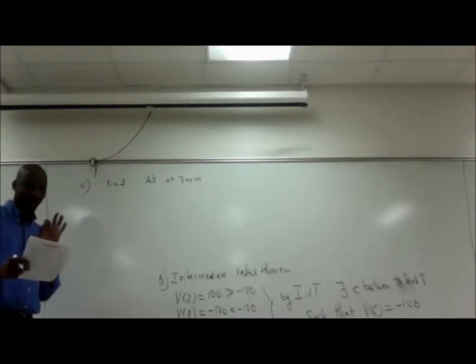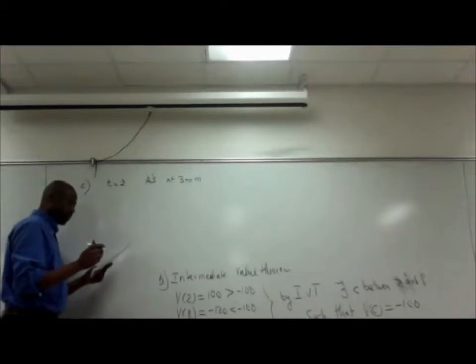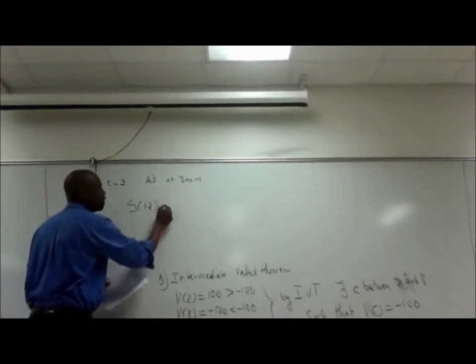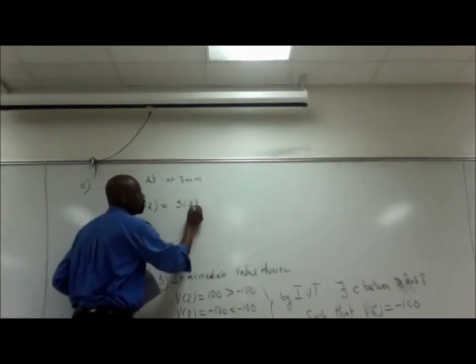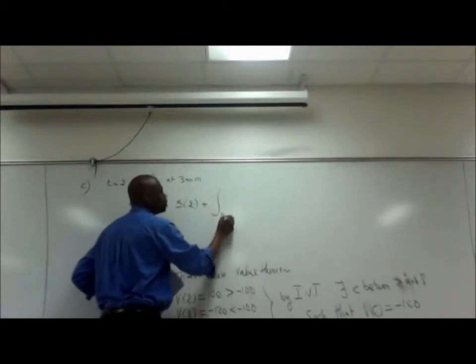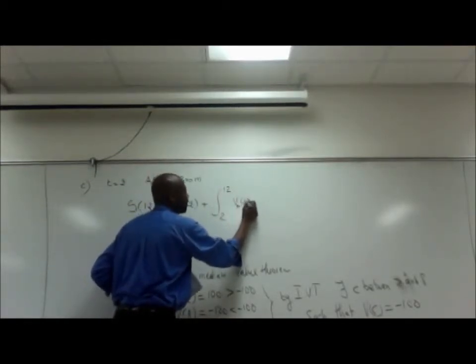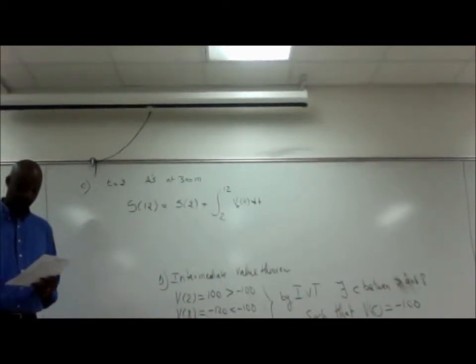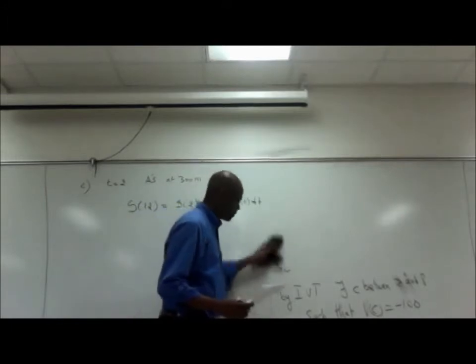They ask now to write the expression involving an integral for the position when t equals 12. So you're going to find s of 12, which equals s of 2 plus the integral from 2 to 12 of v_A of t dt. You don't need a calculator for this.